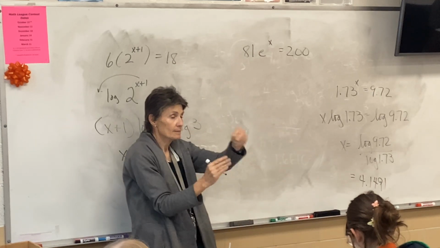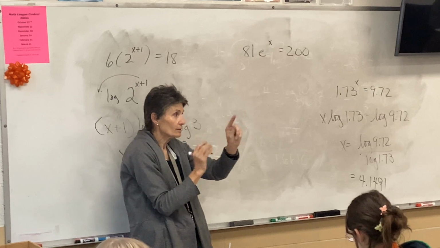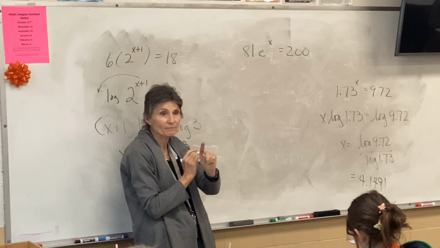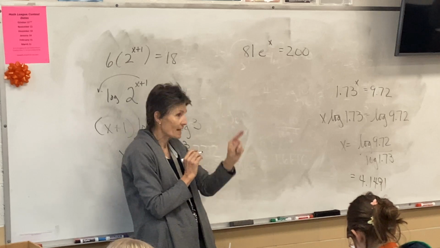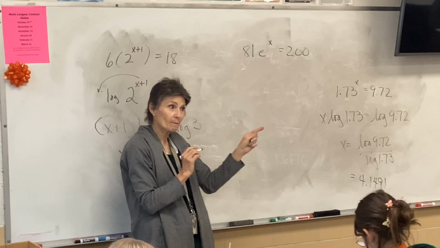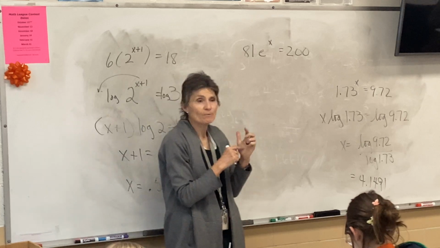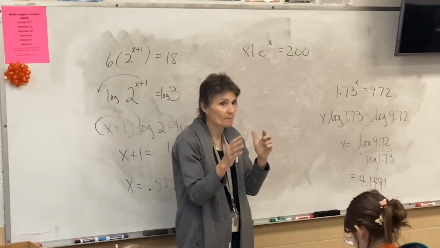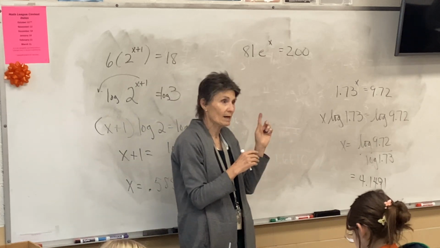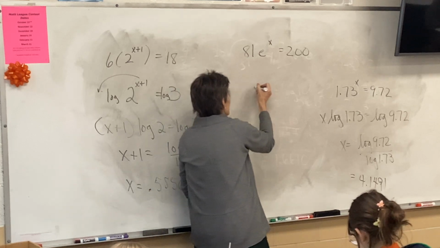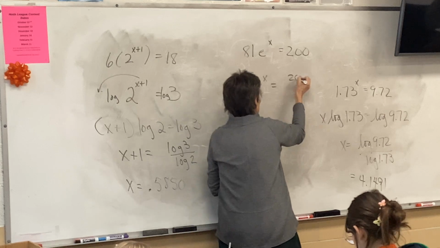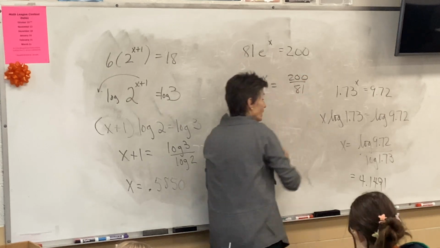Cancel that. Time out. We don't take the logarithm yet. What do we have to do first? You've got to get rid of the extra number. We talked about this yesterday. I don't care if you're doing it by hand, getting the common base, or if you're doing it with the calculator. You've got to get rid of that number. So e to the x equals 200 over 81.